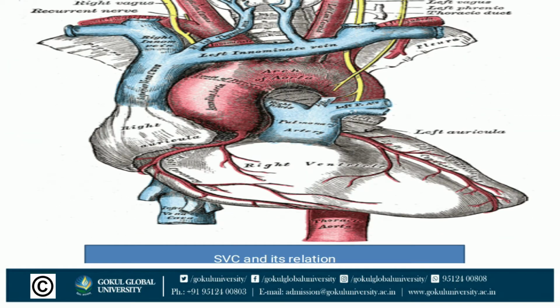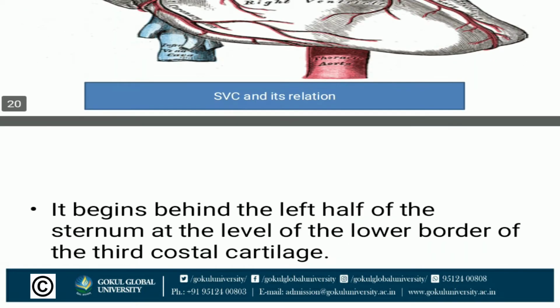Okay, ascending aorta. In this diagram, you can see ascending aorta, arch of aorta, and descending aorta. Okay, aorta, it is the great arterial trunk which receives oxygenated blood from the left ventricle and distributes it to all parts of the body. Ascending aorta arises from the upper end of the left ventricle. It is about 5 cm long and is enclosed in the pericardium.